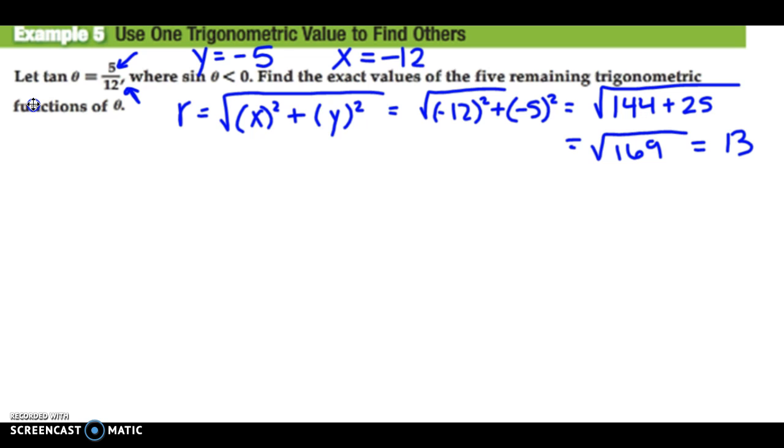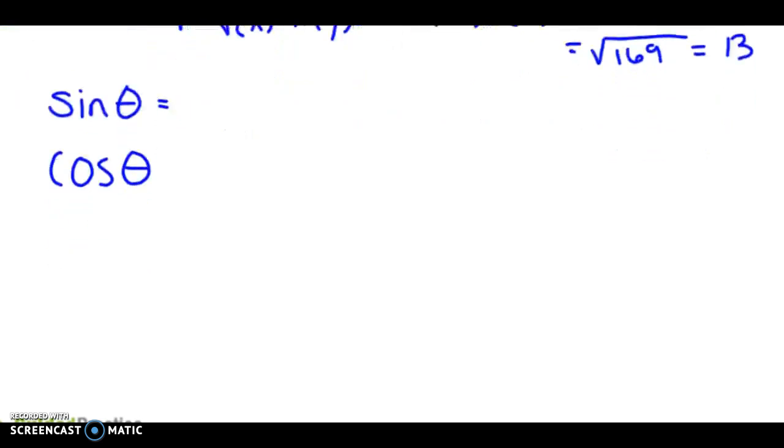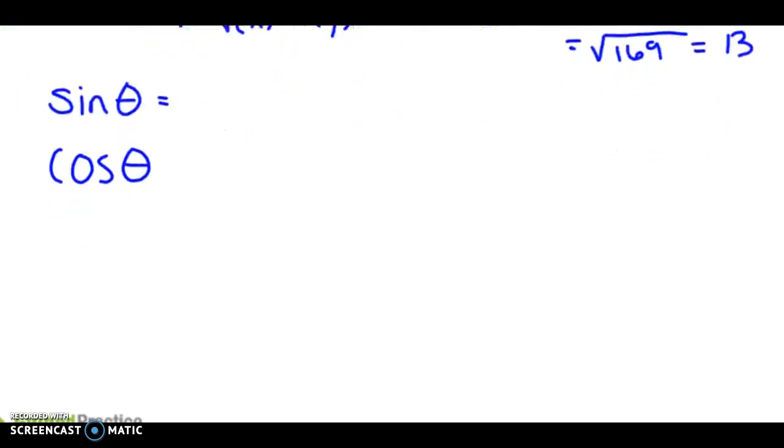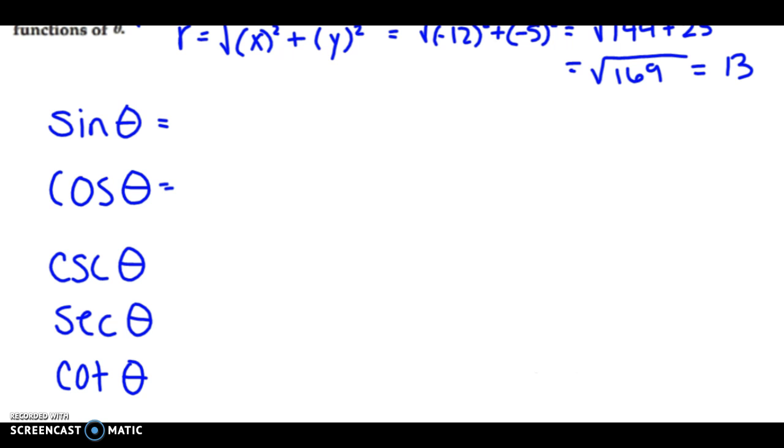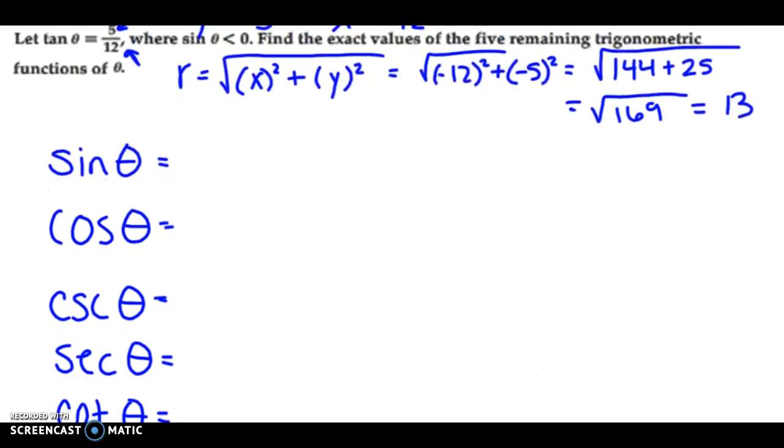So I still need to find sine of theta and cosine of theta. I already have tangent of theta. Then I need cosecant of theta, secant of theta, and cotangent of theta. The numbers are already given. We know x, we know y, and we know r. So sine, remember, is y over r.